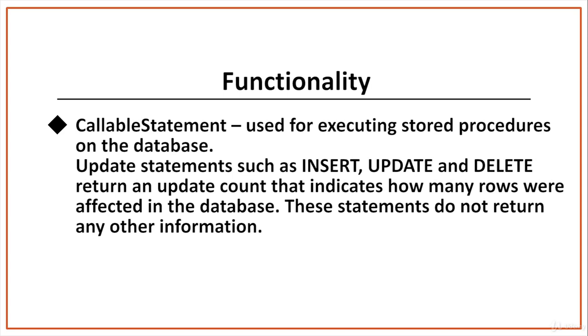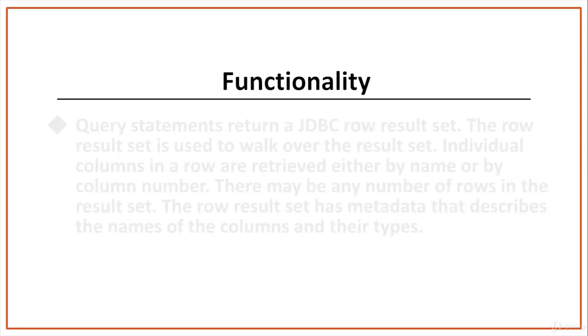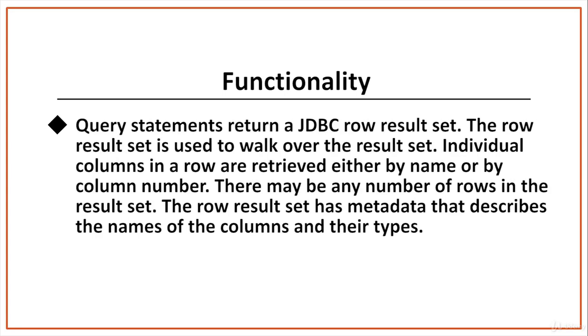Update statements such as insert, update, and delete return an update count that indicates how many rows were affected in the database. These statements do not return any other information. Query statements return a JDBC row result set. The row result set is used to walk over the result set. Individual columns in a row are retrieved either by name or by column number. There may be any number of rows in the result set. The row result set has metadata that describes the names of the columns and their types.